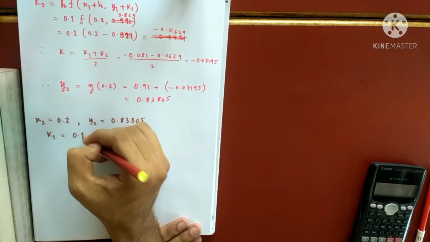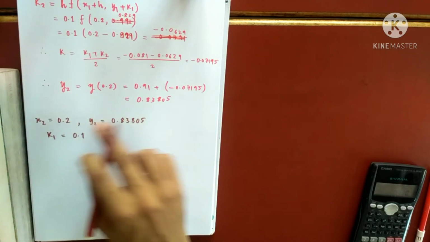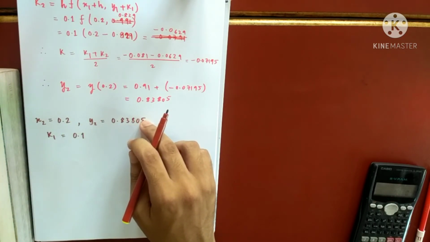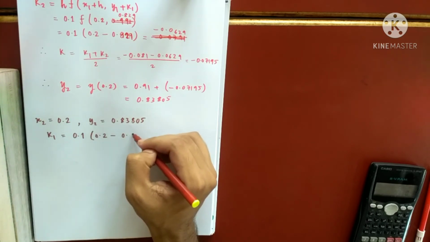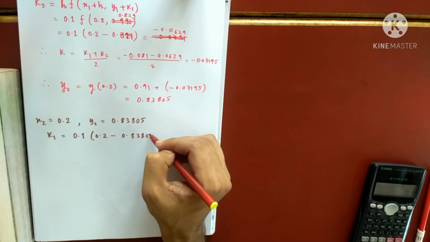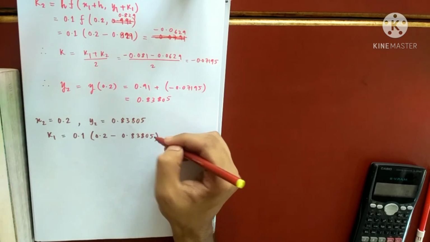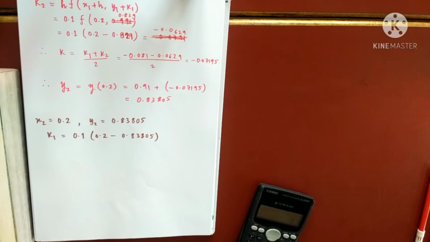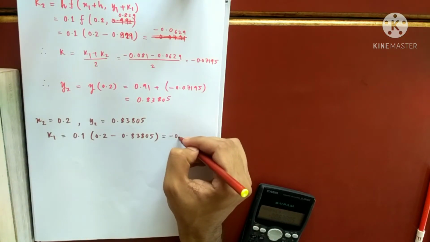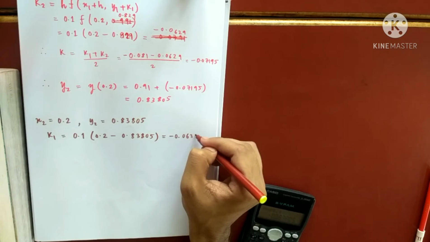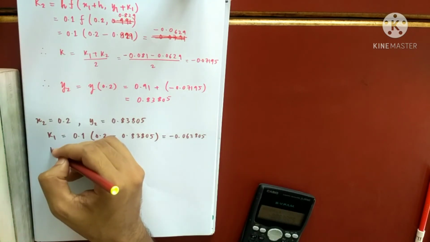We'll now determine k1. K1 is h times f of x2 comma y2, right? F of x2 comma y2, that means this minus this, because the function is x minus y, right? So just do it very quickly. 0.2 minus 0.83805 into 0.1, divide by it. It is coming as minus 0.063805.